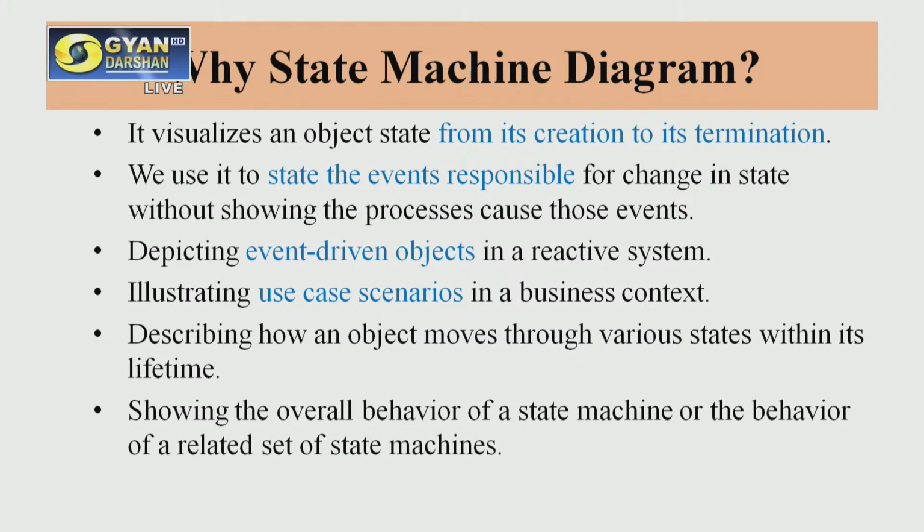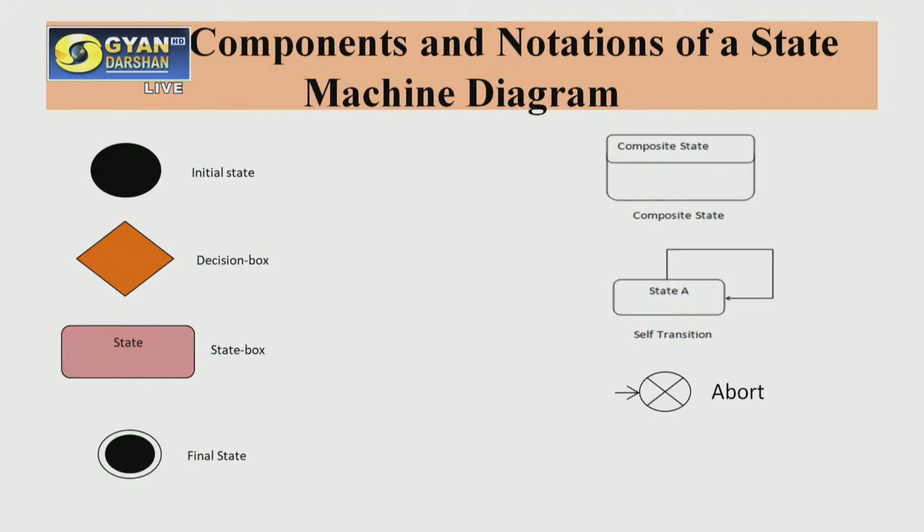It is used in a specific business solution of a specific problem. It describes how an object moves through various states within the system in its life cycle. So the whole life cycle of the object is shown here, showing the overall behavior of the state machine.